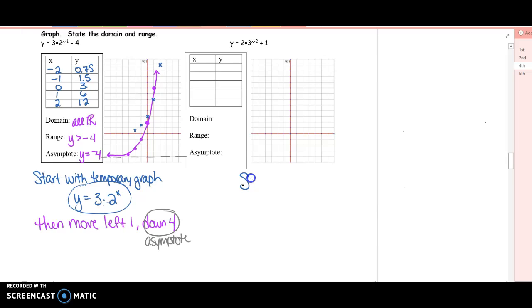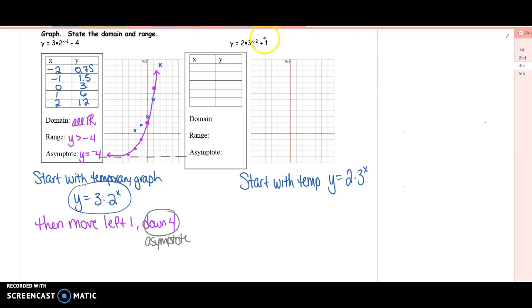On this next graph, we would start with the temporary graph: y equals 2 times 3 to the x. This is what you would plug into the graphing calculator, or what you would plug x values into to get your temporary points. So I would put 2 times 3 to the x into the graphing calculator, look at the table, and see which points would be easy to graph on that table.